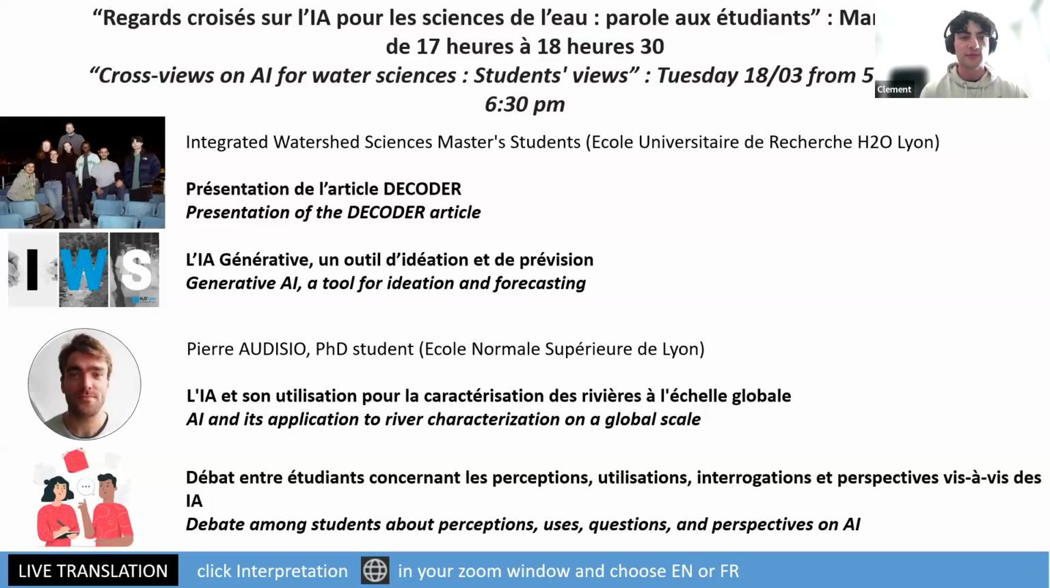Today's program: there will be Integrated Watershed Sciences master students who will present two projects they've done this year. The first one used what we call generative AI, that is AI that can generate images. And the second is a vulgarization article on AI published in the Decode journal.